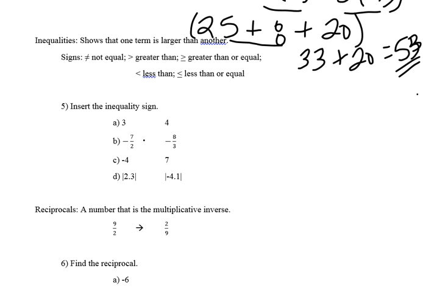So I have 4 problems here. I have 3 and a 4. So what's bigger? Is 3 bigger? Is 4 bigger? We know that 4 is bigger than 3. So we're going to go ahead and put in our sign. So 3 is less than 4 would be how you read that.